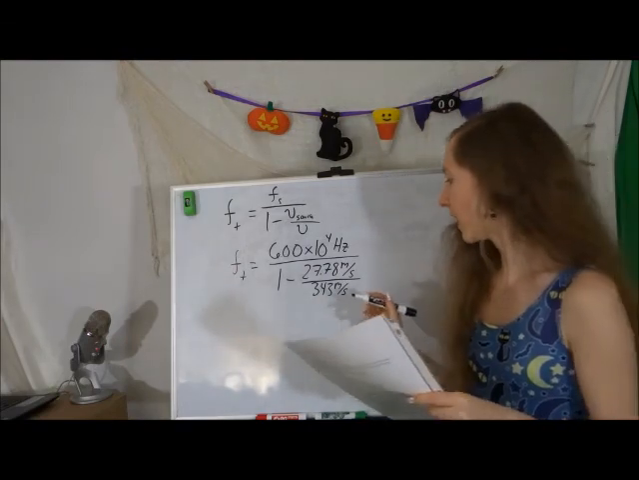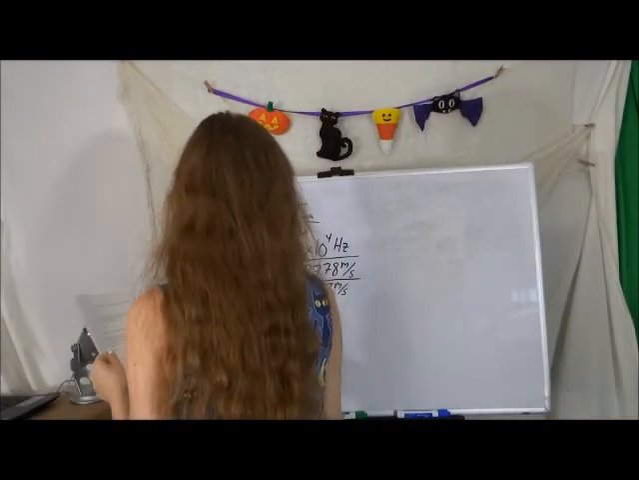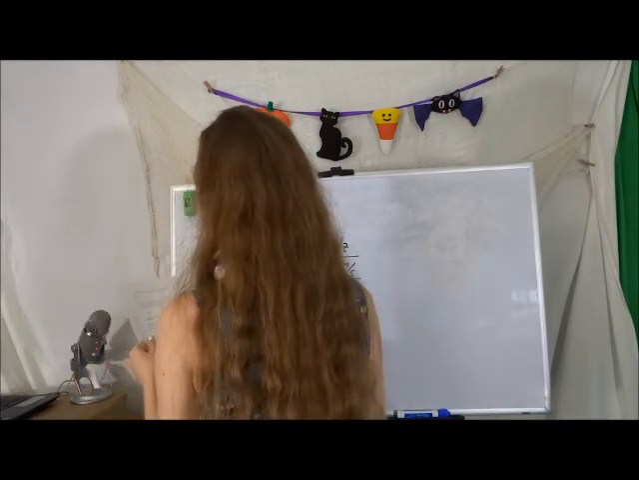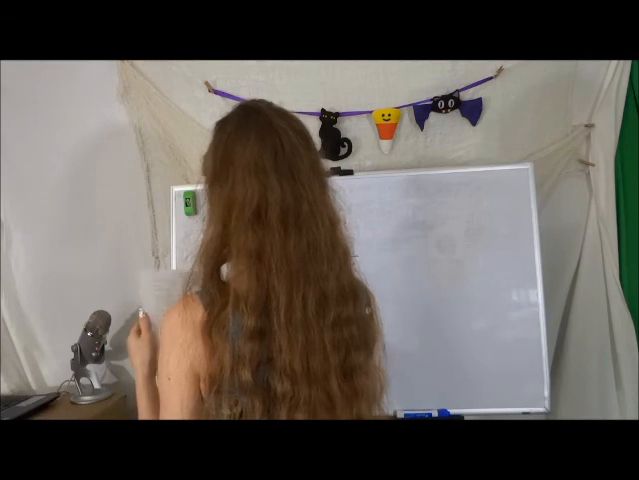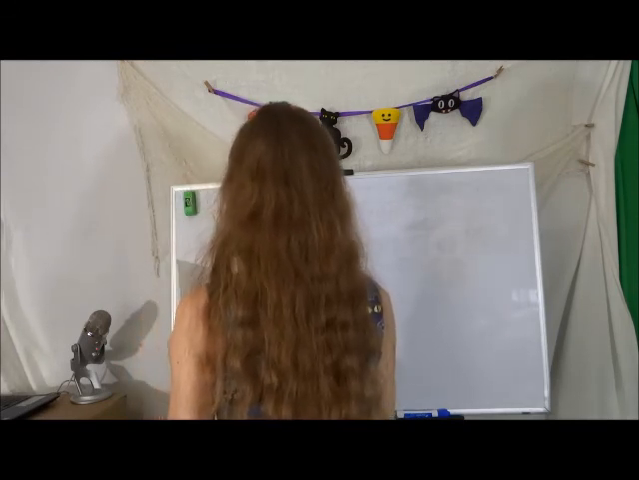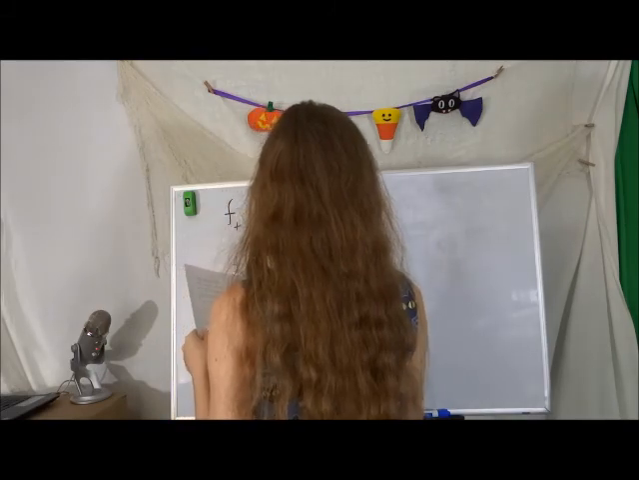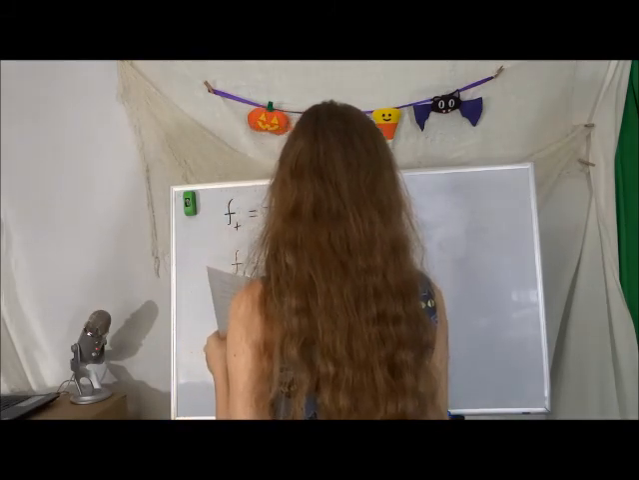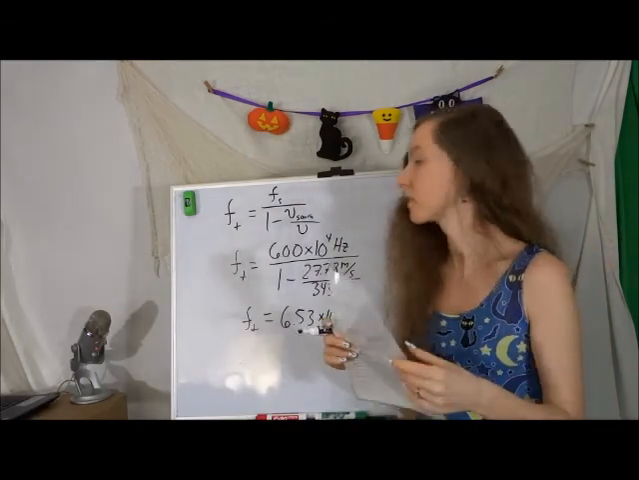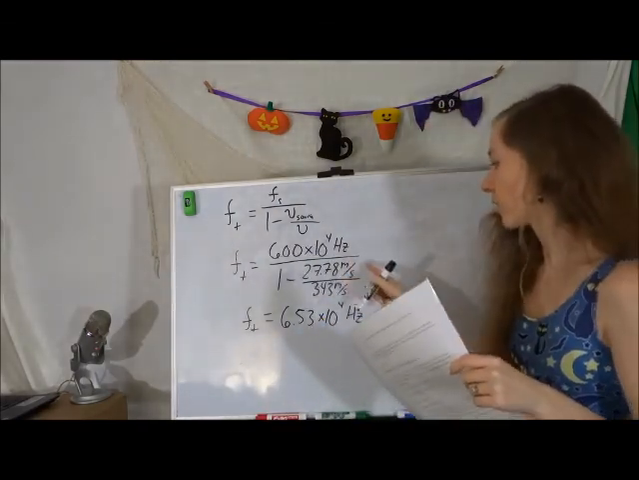So we plug this into our calculator, and then we get that for our bat, it has a frequency of about 6.53 times 10 to the fourth hertz. Now for our vampire, this is going to be the exact same process. The only difference is going to be the number that goes in here.